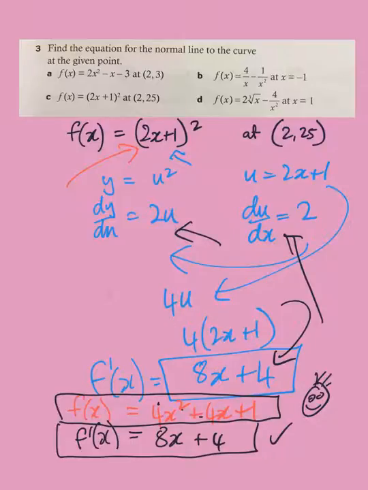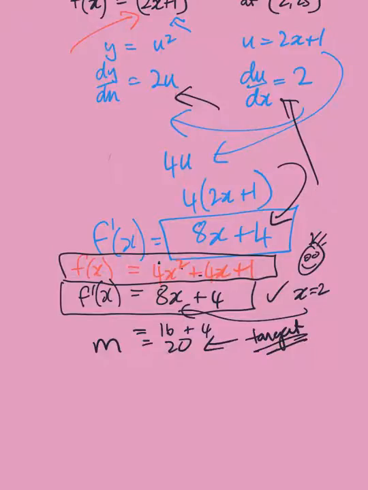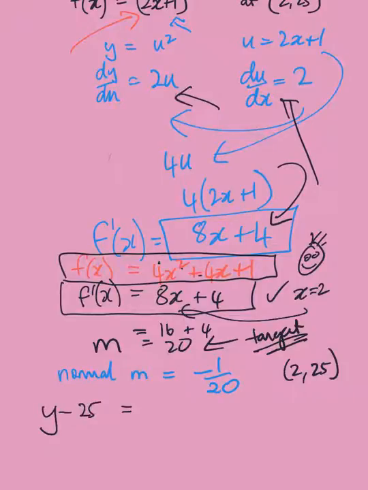We have to find the gradient function at x is equal to 2. So let me move this up a bit. Putting 2 into there, that equals 16 plus 4 is equal to 20. But this is the gradient of the tangent, right? And I need the gradient of the normal. So the normal gradient is going to be the negative inverse, okay? And the point we were given was (2, 25), right? So now I can just go y minus 25 is equal to negative 1 on 20 (x minus 2).